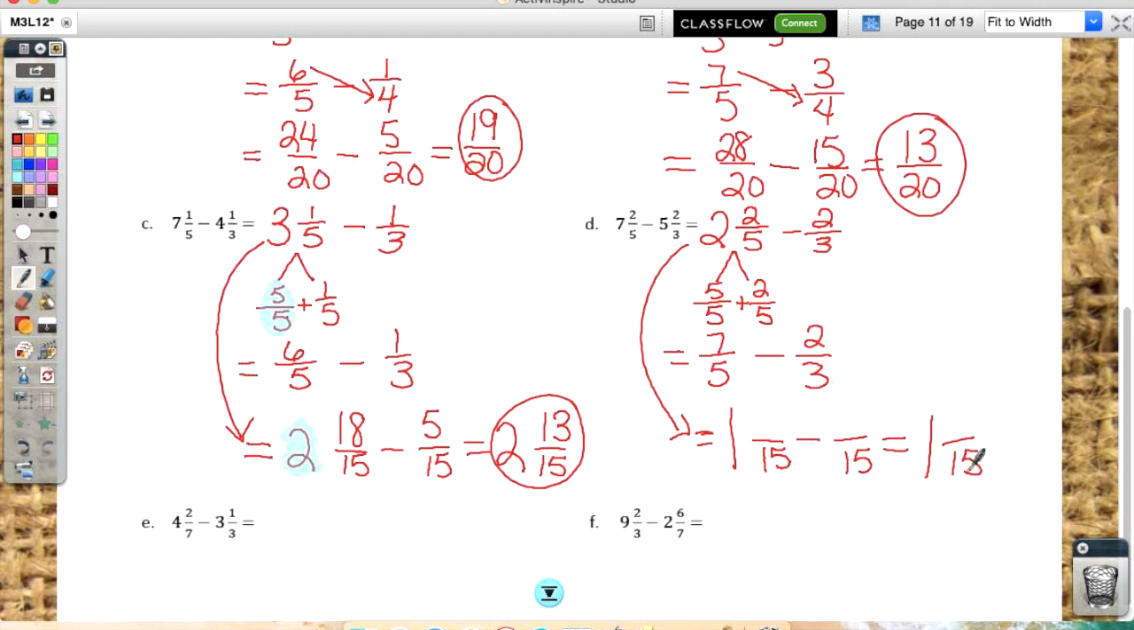Okay, so does everyone understand that 5/5 is 1 whole, and this 1 whole equals 2? So you know where I got my 1? Okay. So 7 times 3, 21. 5 times 2, 10. So the answer, 1 and 11 fifteenths. Okay. How we doing? Let's go down to E and F.